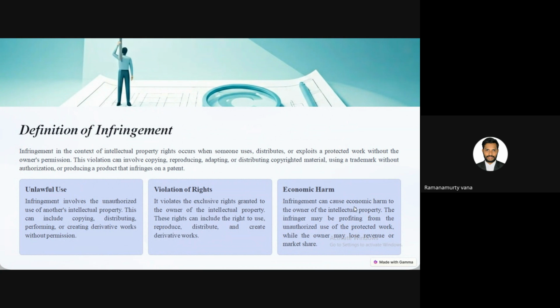So this violation can involve copyright, that is copying, reproducing, adapting, or distributing copyrighted material, using a trademark without authorization, or producing a product that infringes on a patent. So this comes under infringement. Infringement involves the unauthorized use of another's intellectual property. It violates the exclusive rights granted to the owner of the intellectual property, and it creates economic harm to the rightful owner.